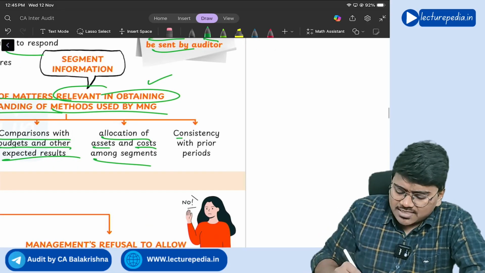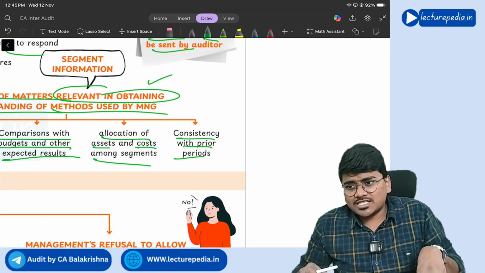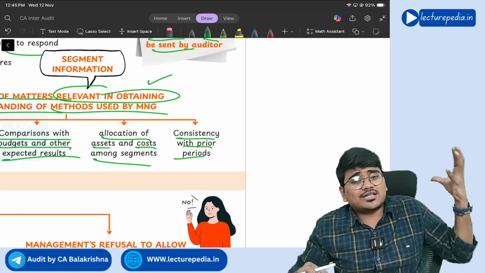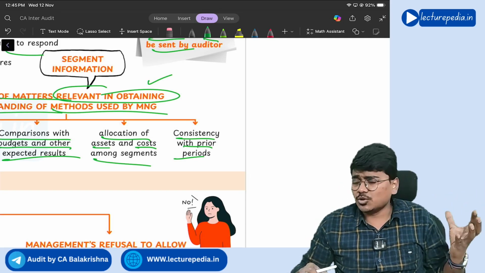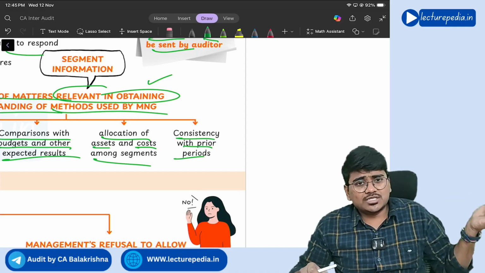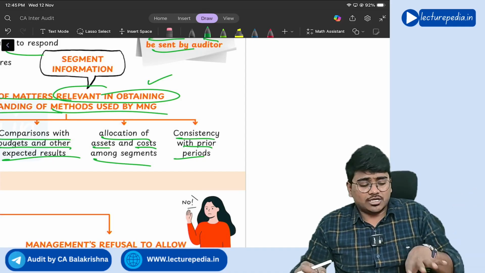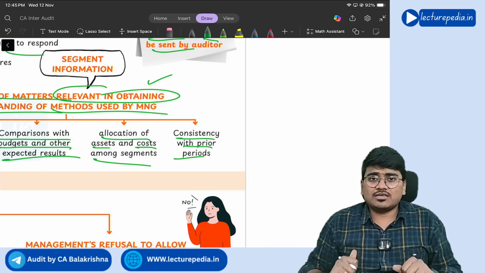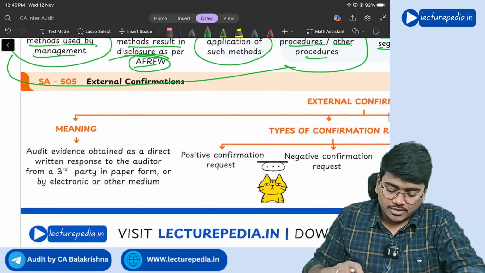Next, consistency with the prior period. So whether the methods that the management has used in the current period are consistent with the methods that the management has used in the previous year or not, you will see. Whatever methods you have used in the previous year, the same method should be used in the current year also. Correct or not? It is not that you can use whatever method you want in each of the years. So consistency will also be checked by the auditor. Right.